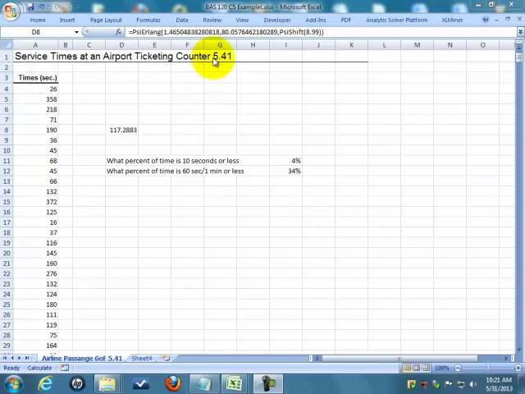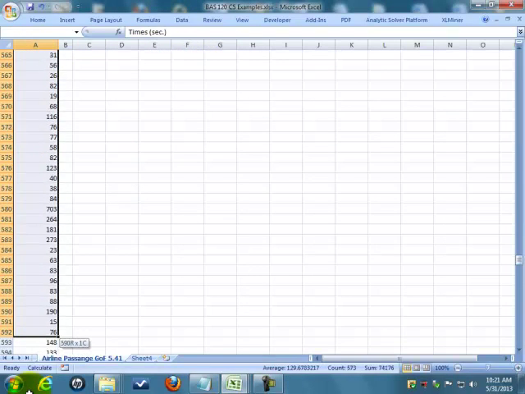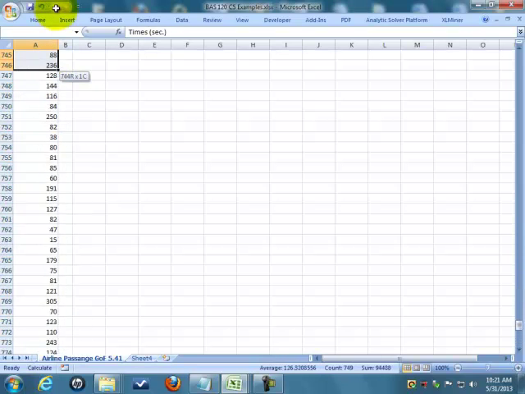Let's go through problem 5.14. Here we've been given wait times at an airport in seconds and a whole bunch of data.